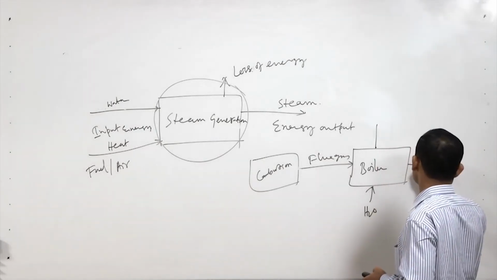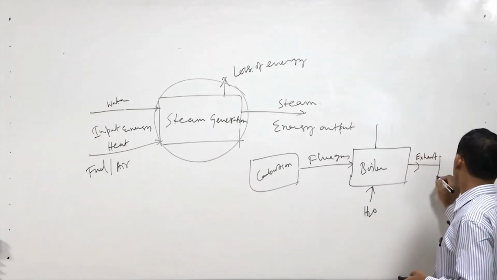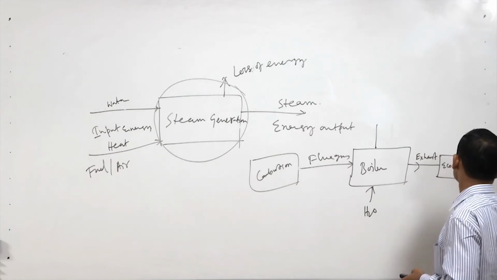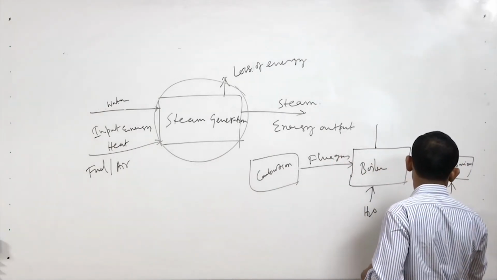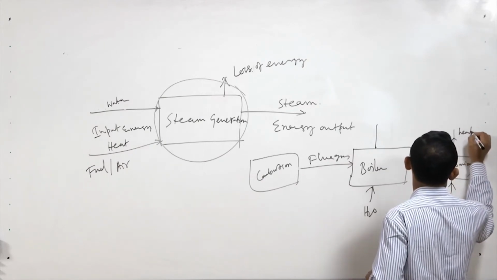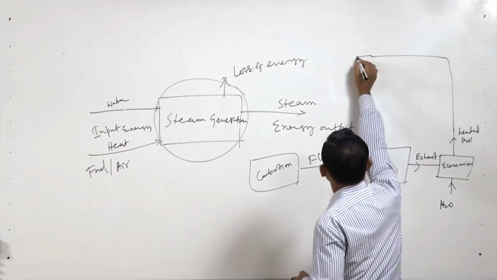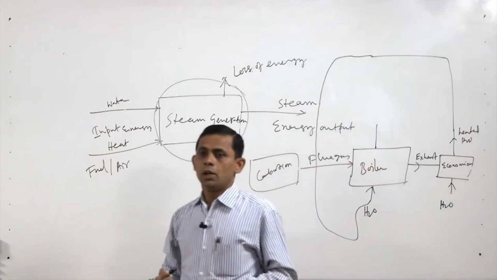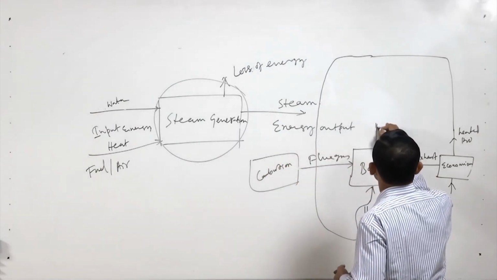So, here the exhaust of the boiler will go for heat recovery, that is called economizer. Here we will put some water that will be heated and that can be recycled back to this boiler, so that some sort of heat is recovered, and then from boiler we are getting the steam.